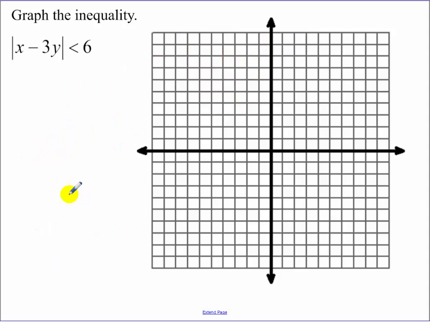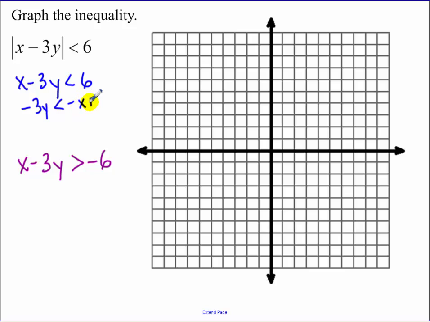Okay, our next example. And this one's a little bit different, but if you remember the idea of absolute values, you should be fine. So, graphing that inequality. Remember that x minus 3y, absolute values can be positive, or x minus 3y can be negative, but you have to switch the sign when you incorporate that negative. So now solve each one of those equations for y. I have negative 3y less than negative x plus 6. I divide by my negative, so I switch my sign.